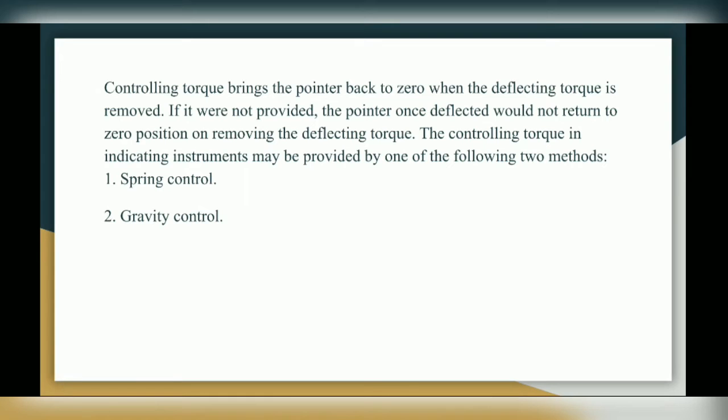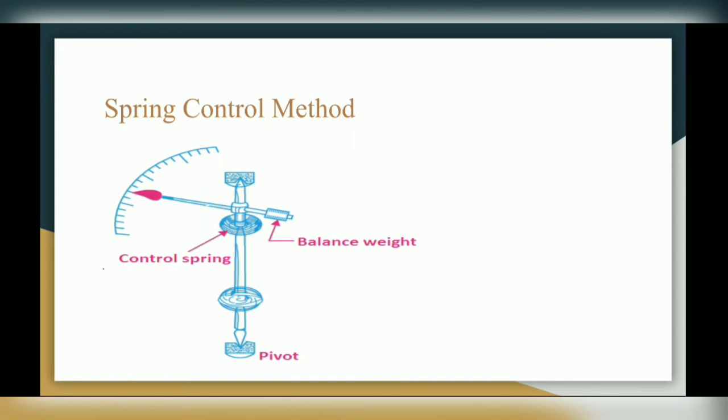The controlling torque in indicating instruments may be provided by one of the following two methods, which are spring control and gravity control. So controlling torque basically used to control the pointer, and it has main two functions: to control the pointer and to bring it back to its zero position. And there are two methods to produce this torque, which are spring control and gravity control.